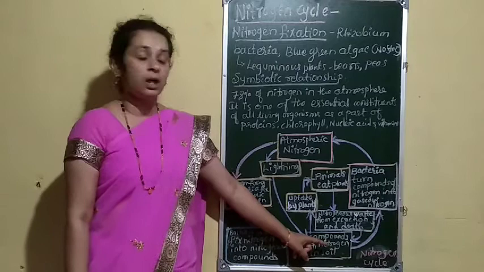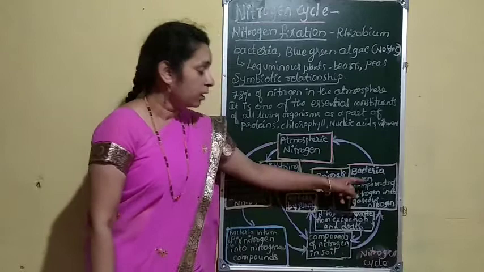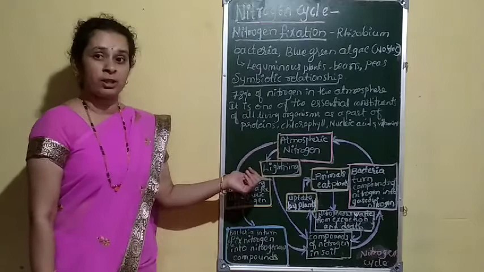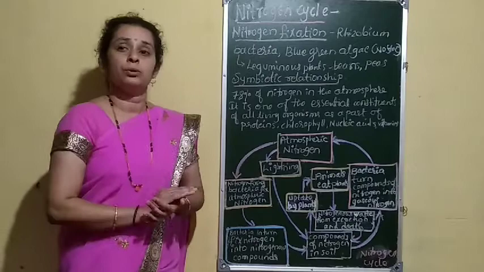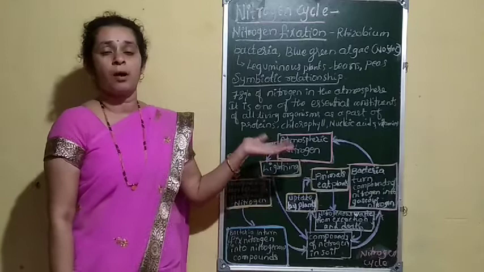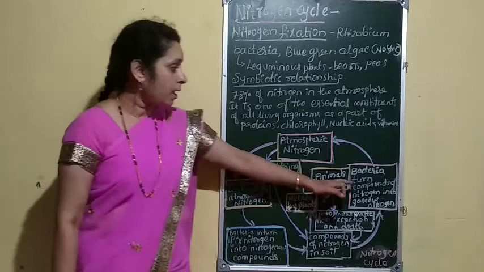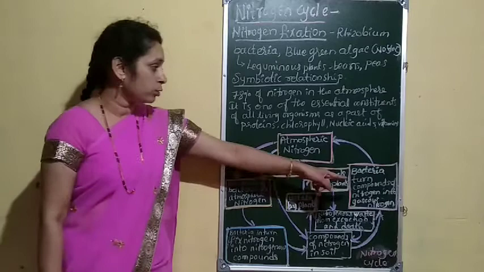Then the compounds of nitrogen in the soil are again converted into atmospheric gaseous nitrogen with the help of some bacteria. Examples of bacteria are Pseudomonas and Rhizobium. They convert nitrogen into usable forms. Again, usable forms of nitrogen are converted into gaseous nitrogen with the help of bacteria, fungi, and blue-green algae. In this way, atmospheric nitrogen is maintained in the form of gas.